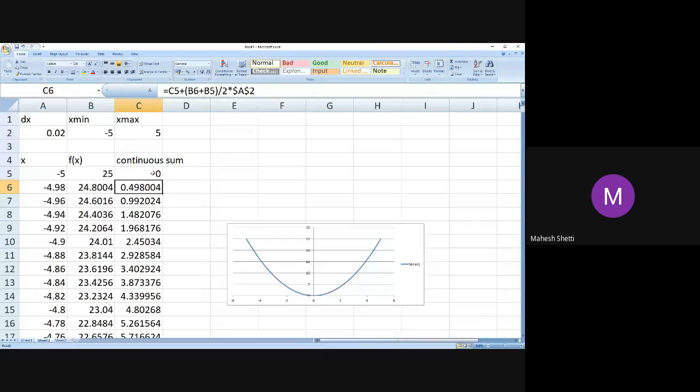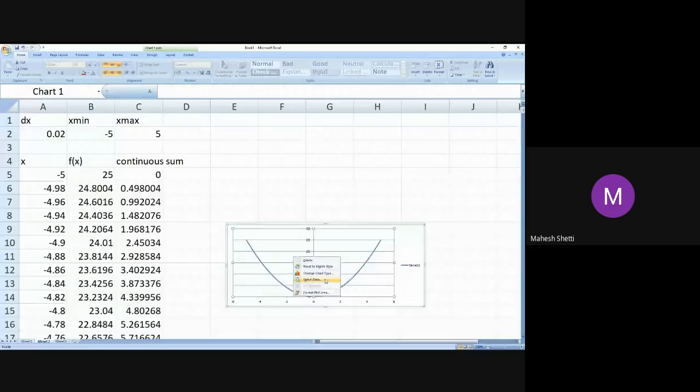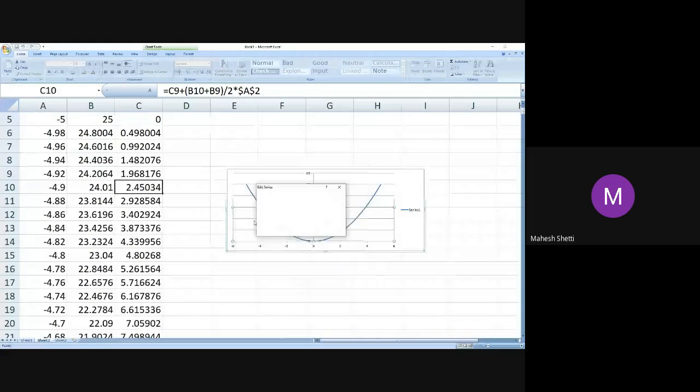I'm taking the earlier cell plus this y1 plus y0 divided by 2, okay, multiplied with dx, and I go on doing this. So I'm continuously adding the earlier cell value plus the immediate next values of this y addition. When I add this, see what I get. So let me add the series.